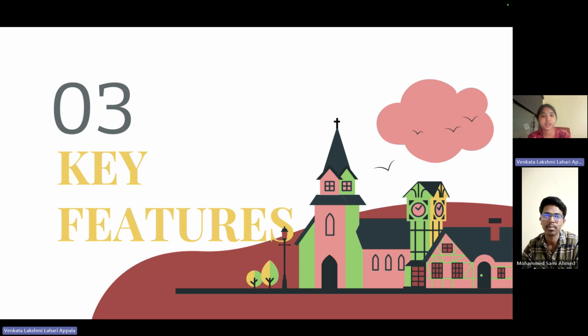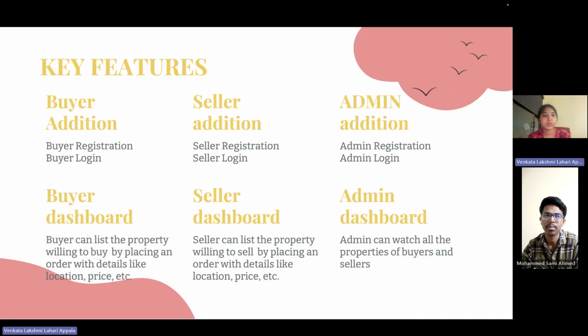And coming to the key features of our project, so there are many features like buyer edition, seller edition, admin edition, and a dashboard for buyer, seller, and admin. So in the buyer edition, there are two phases. So one is buyer registration and the other one is buyer login. In the seller edition also, seller registration and seller login. Coming to the admin edition, here also we are having admin registration and admin login.